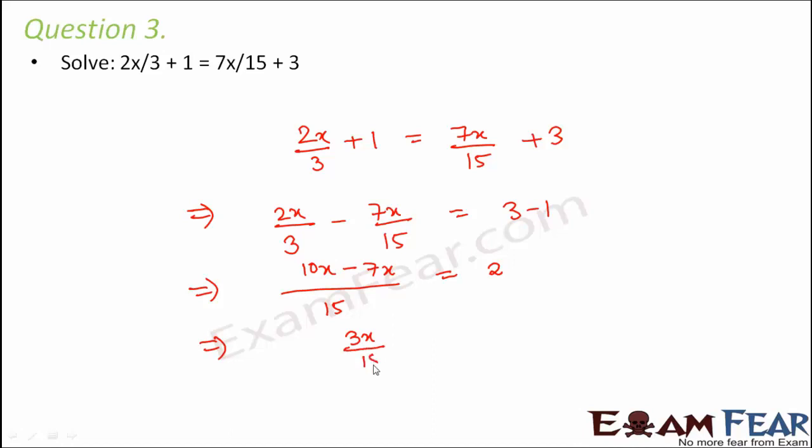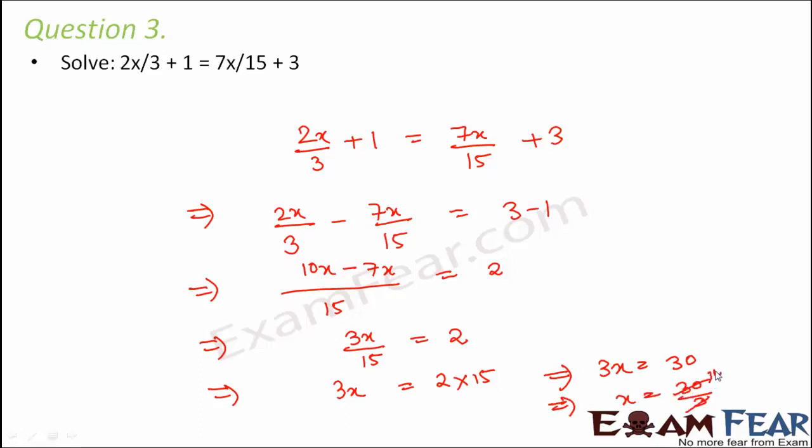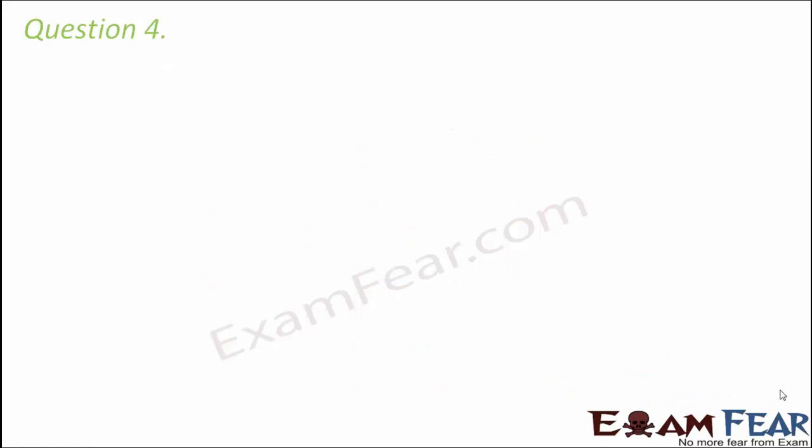So this is 3x divided by 15 is equal to 2, or we can say 3x would be equal to 2 into 15, or 3x is equal to 30. Therefore we can say x is equal to 30 divided by 3. So 3 tens are 30, so x is equal to 10 would be a solution for this equation.